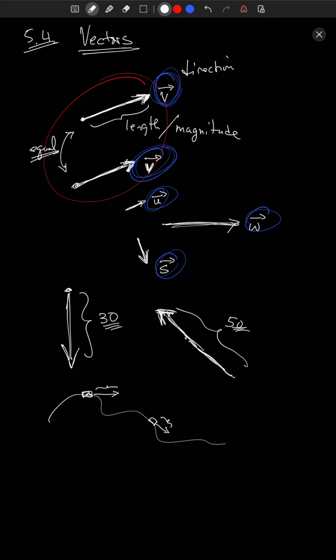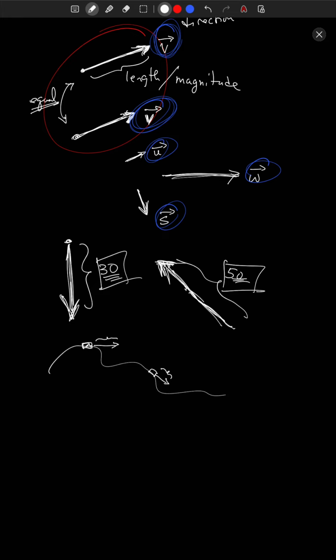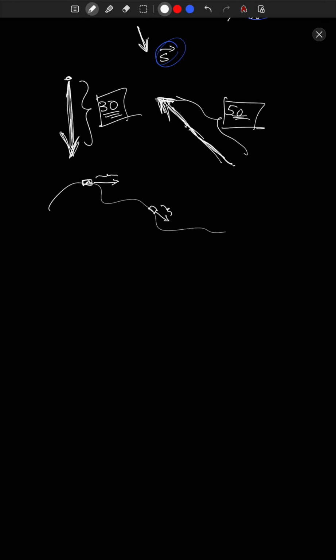Technically, in practice, outside of physics or math, we use the words speed and velocity interchangeably. But in a more scientific context, you would use speed as just the 30 miles per hour, the 50 miles per hour, and the word velocity would include the information about the direction. So that's just one small example of where you can see vectors.